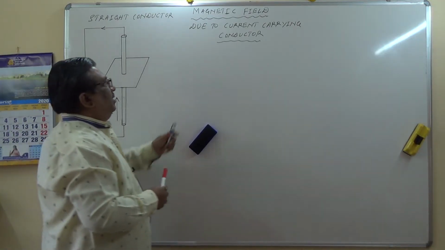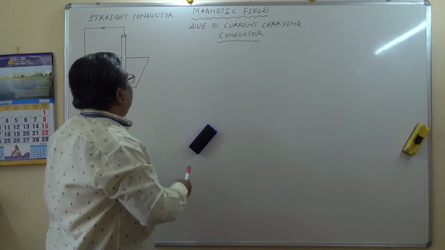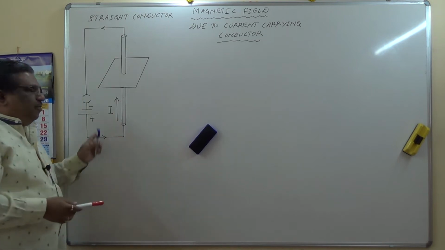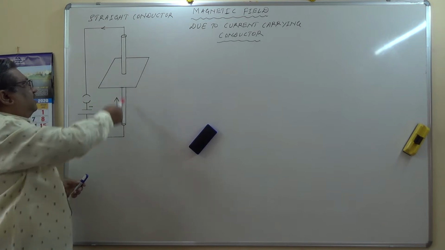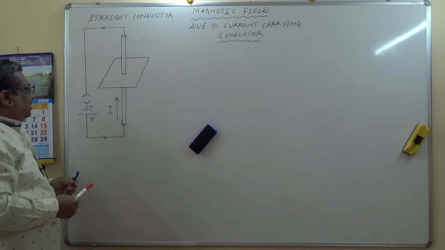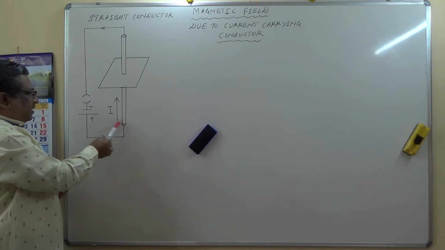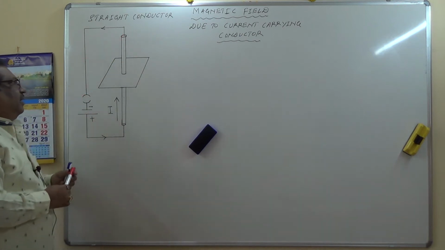Now let us study the magnetic field due to a current carrying conductor which is a straight conductor. This is a straight conductor. I hope you are able to see the diagram clearly here. A straight conductor is taken. The ends of the conductor are connected to battery terminals. This is the positive terminal, this is the negative terminal. So this end is connected to the positive terminal and this end is connected to the negative terminal.